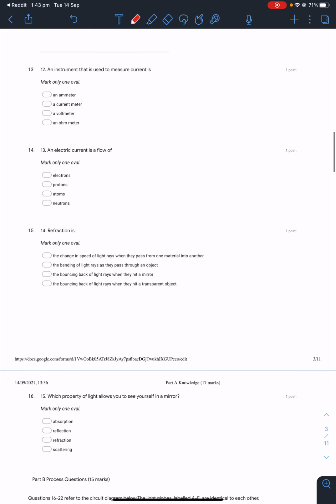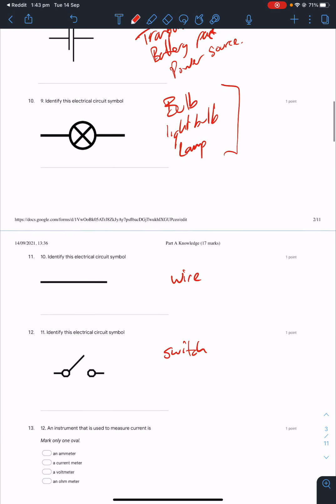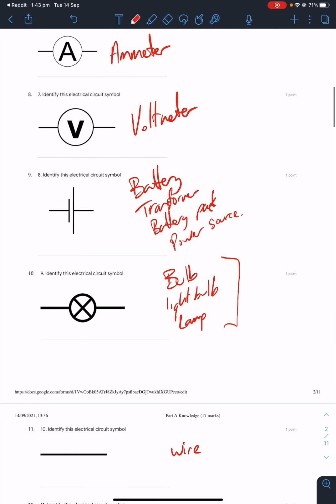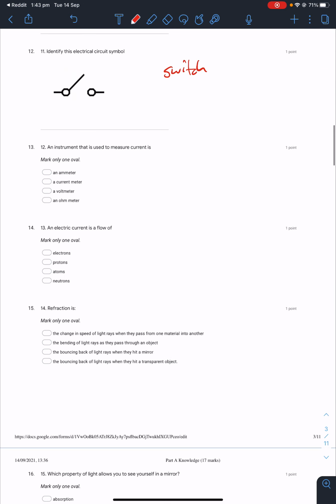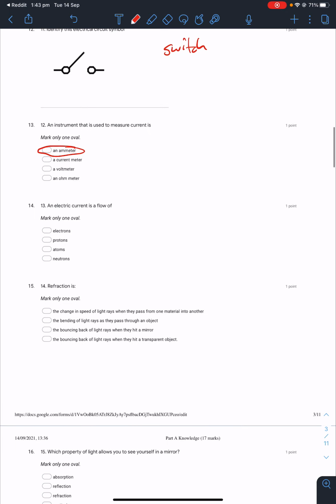An instrument to measure current is, I just talked about that up here, the ammeter. A current meter we did not accept. The proper name is an ammeter. It's not a voltmeter, and it's not an ohm meter too. Okay, electrical current is a flow of electrons, not protons, not atoms, not neutrons.